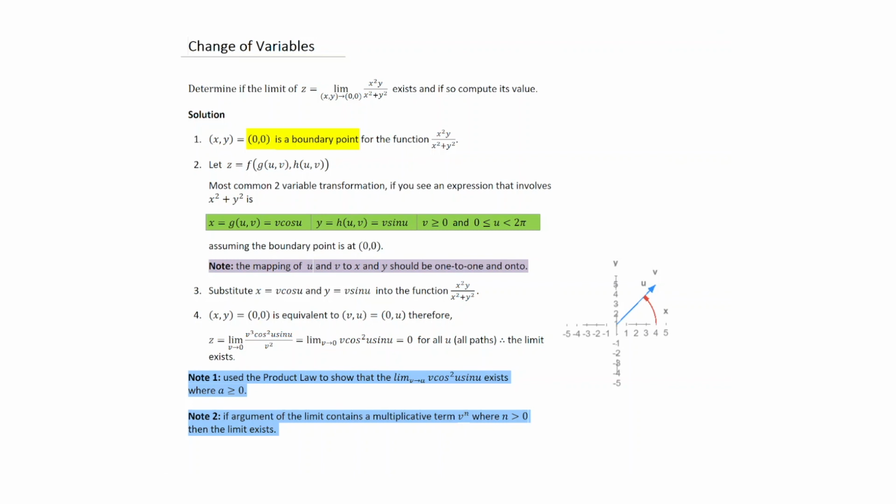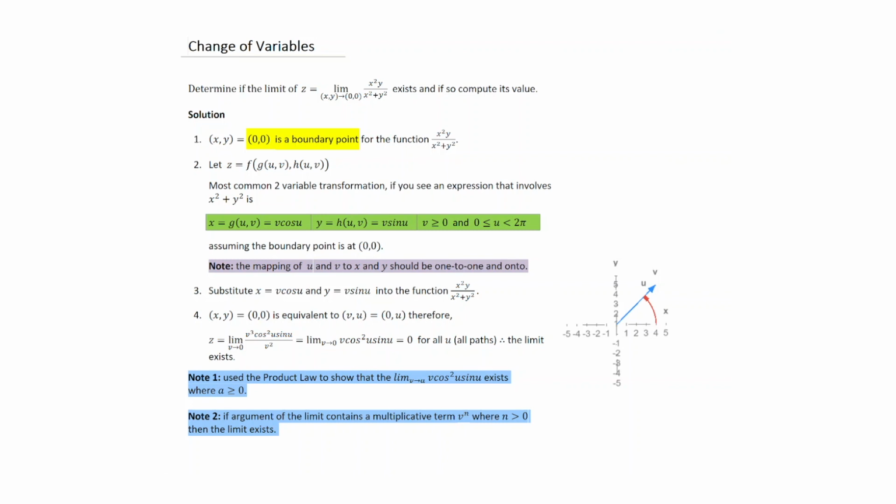Okay, so now that we basically know what the transformation is, we substitute x equals v cos u and y equals v sine u into the function x squared y divided by x squared plus y squared. Now we have to note that the transformation of xy at (0, 0) is going to be a transformation in vu, which will have the form (0, u). The only way that you're going to get (0, 0) is by setting v equal to 0. All right, but u can be anything.